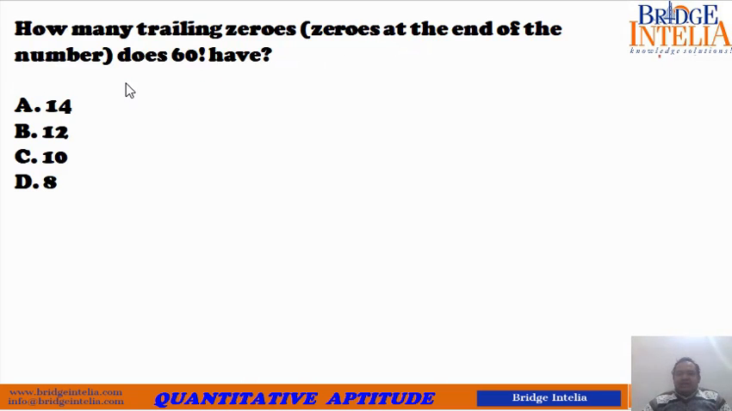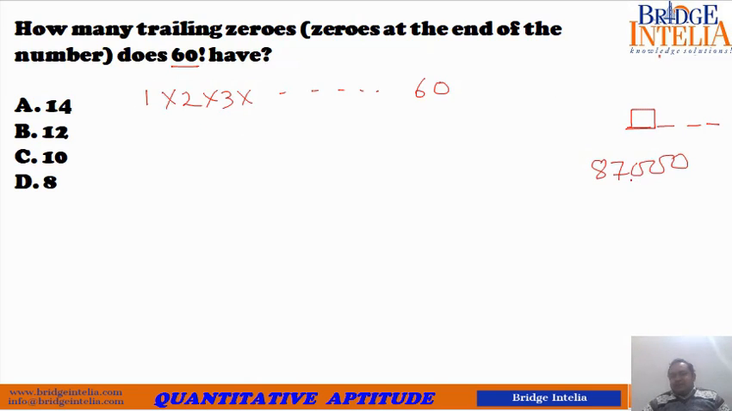How many trailing zeros does 60 factorial have? So what is 60 factorial? 1 into 2 into 3, this product up till 60. Now question is, how many trailing zeros are there at the end? So let's suppose there is a number 87,000. So how many trailing zeros? 3 trailing zeros at the end. It means it is completely divisible by 10 cube. That's why 3 trailing zeros.